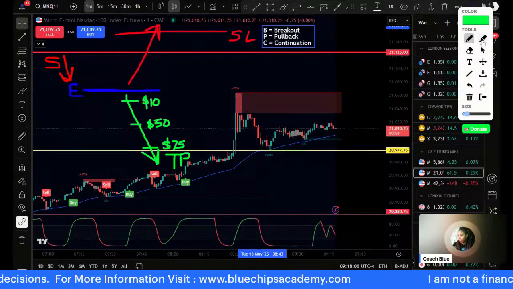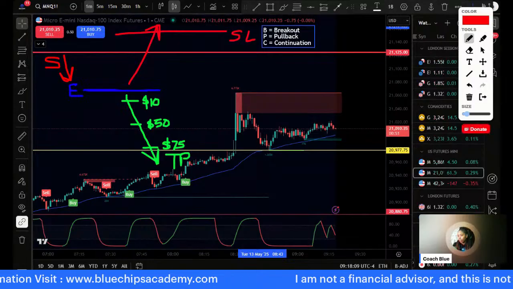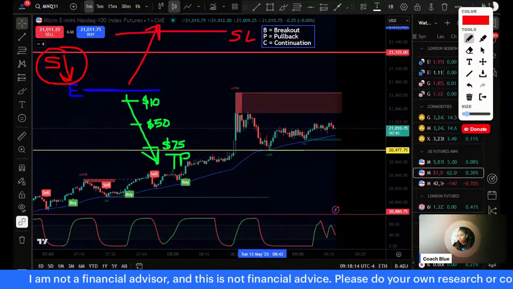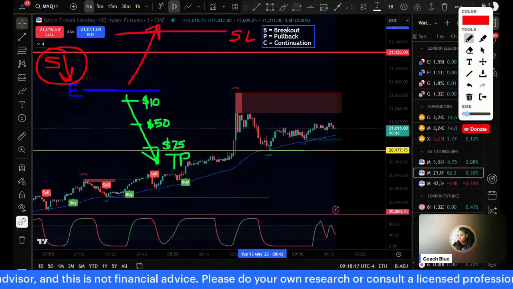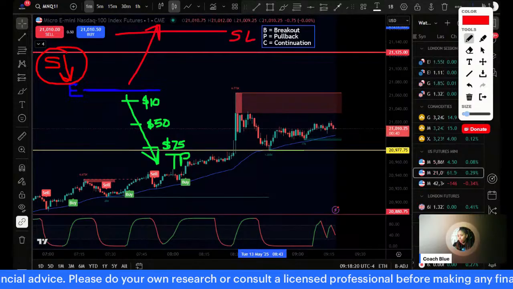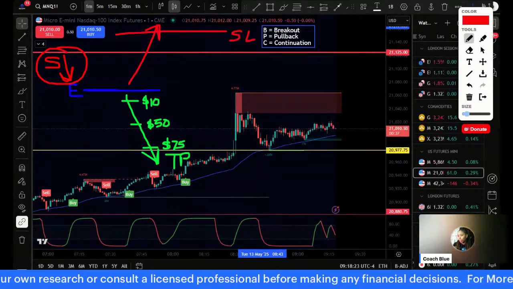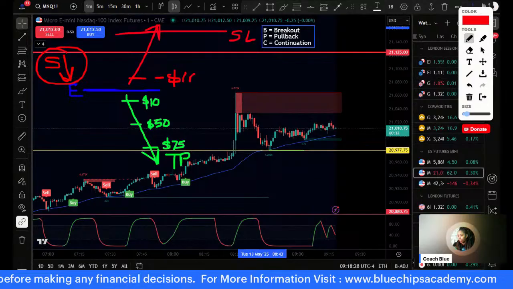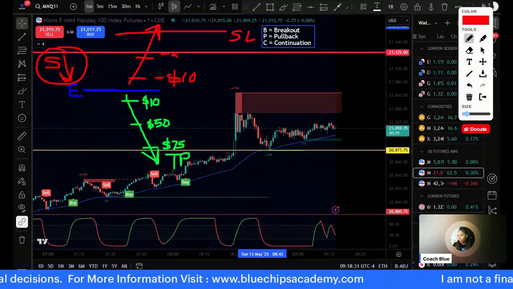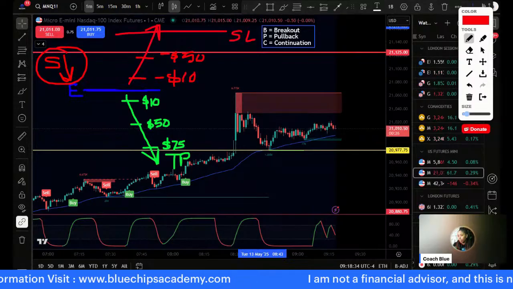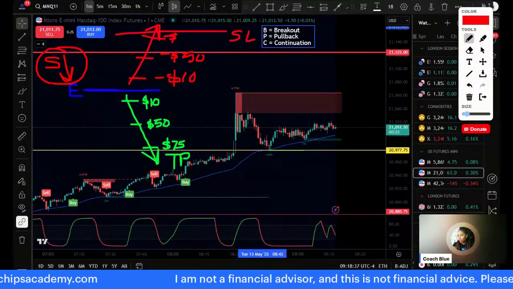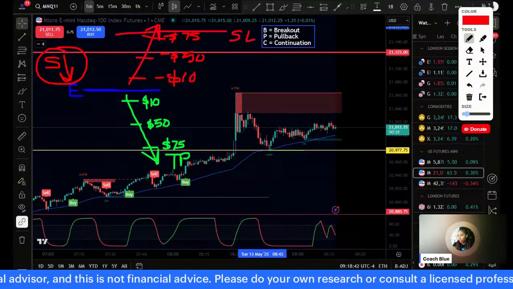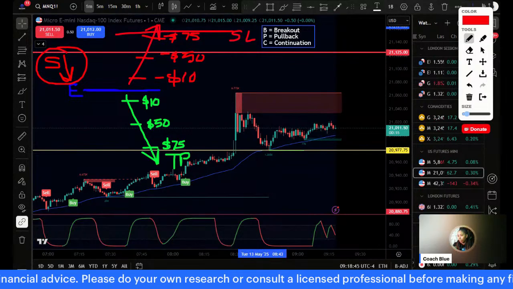Now with the stop loss, it's opposite, right? Because now when price moves up, we're in the negative. Because remember, we want to be on the right side of the trade. If price is moving down, we want to look for sells. If price is moving up, we want to look for buys. So here we might be negative $10. Here we might be negative $50. And then here we might be negative $75. So we're saying, stop, take me out of the trade if price goes past this level. That's what you're saying.